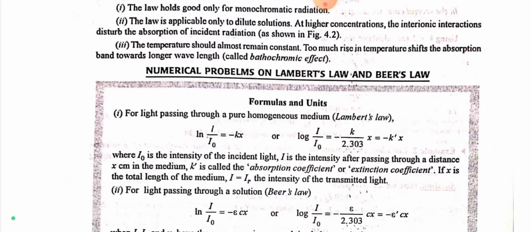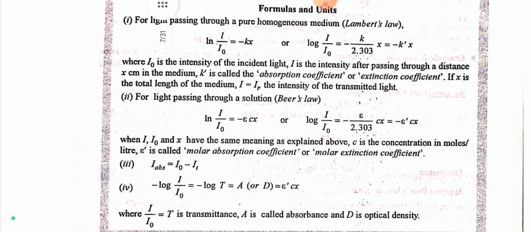If x is the total length of the medium, I = It is the intensity of the transmitted light. Second, for light passing through a solution, Beer's law: ln I/I0 = -εcx, or log I/I0 = -ε/2.303 cx = -ε'cx, where I0 and x have the same meaning as explained above. C is the concentration in moles per liter. Epsilon dash is called the molar absorption coefficient or molar extinction coefficient.